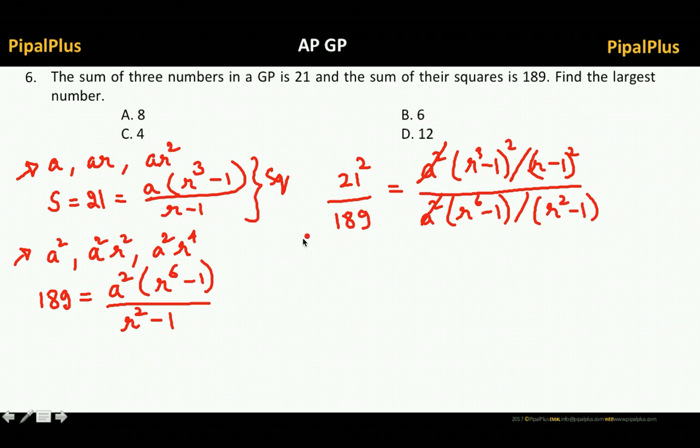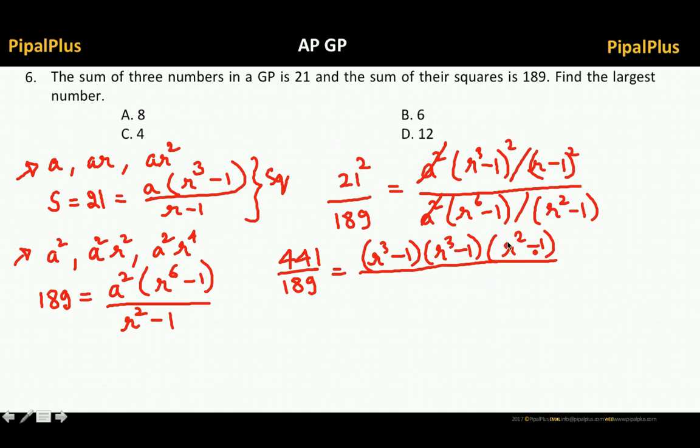So 21 squared is 441. So 441 divided by 189 equals (r cubed minus 1) whole squared, right? And r squared minus 1, which is the denominator of the denominator, goes up, r squared minus 1, and then we have r to the power 6 minus 1, and the denominator of the numerator will come down, (r minus 1) whole squared. We get (r minus 1) into (r minus 1).